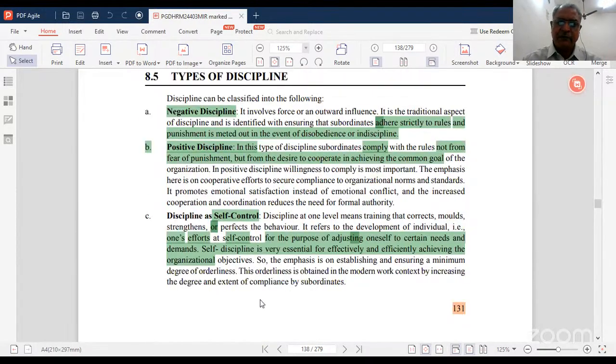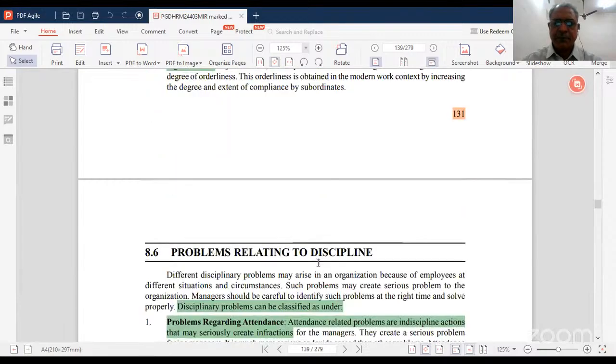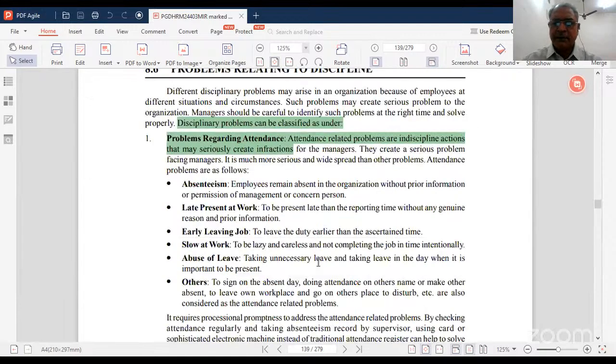Normally, this type of self-control and positive discipline is possible only at the higher levels of authority, not at the lower levels of employment. So normally, for lower-level employees, it is better to go with the negative discipline, punishment approach. Sometimes positive discipline may also be good. These are the important problems related to discipline.